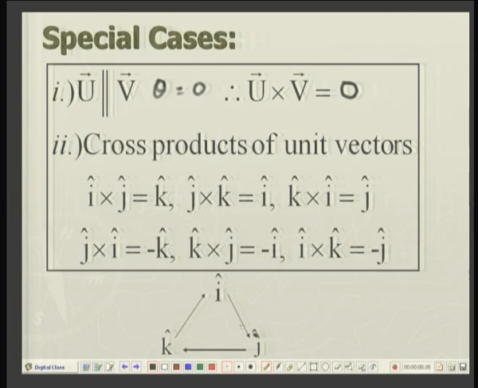So, you can see this operation in a very simple way. i crossed with j is giving me k, j crossed with k gives me i, k crossed with i gives me j, and this is going in the cyclic direction. If I go in the opposite direction, that is i crossed with k, that will give me minus j, j crossed with i will give me minus k, etc. So, depending upon the order of vector multiplication, the unit vector is obtained.